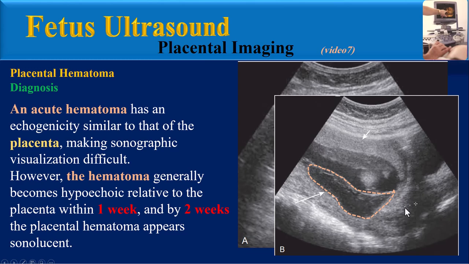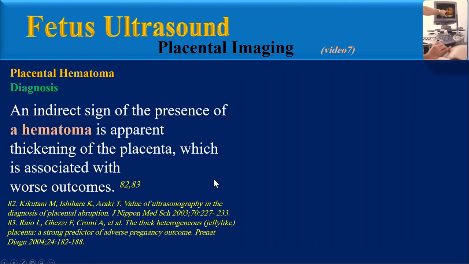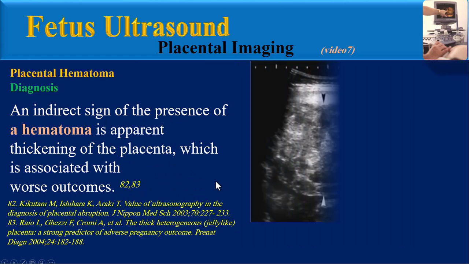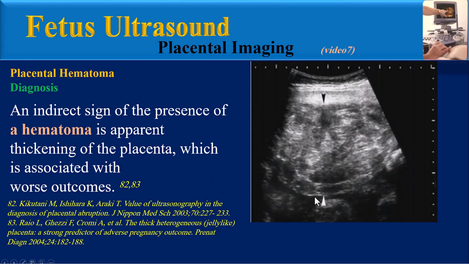An indirect sign of the presence of a hematoma is apparent thickening of the placenta, which is associated with worse outcomes. This image of a 37-week pregnant woman with placental abruption illustrates an amorphous placental image with a mixture of hypoechoic, hyperechoic, and echo-free areas. The placenta is abnormally thickened, about 8.7 cm in thickness.